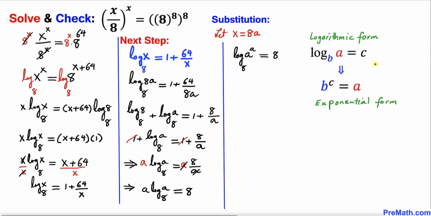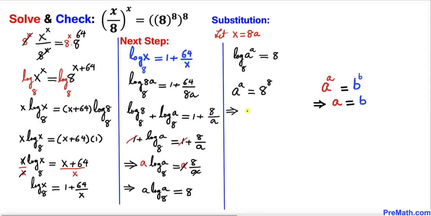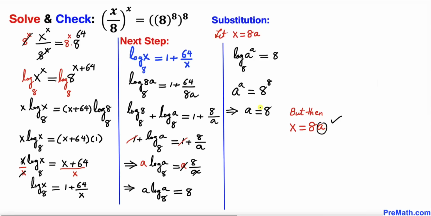And now let's recall this rule. According to this rule, we can convert logarithmic form to exponential form. So let's go ahead and apply that one. So this could be written as a power a equals to 8 power 8. And this could be written as a equals to 8 according to this well-known fact. But then we know that x equals to 8a. Let's go ahead and replace a by this 8. So x is going to be equal to 8 times 8. So therefore our x value turns out to be 64, and that's our solution.